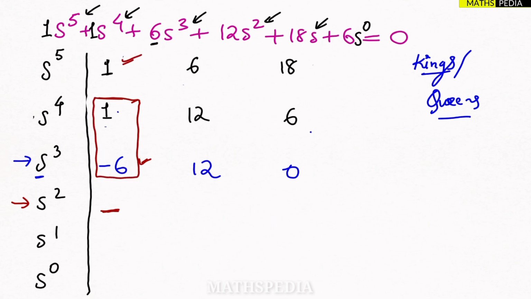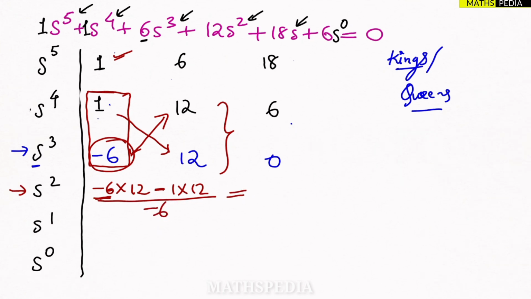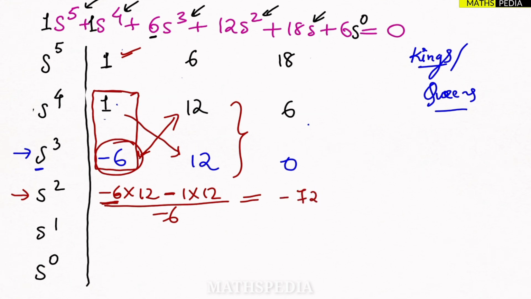Now multiplication will start again. Corresponding to these two, which ones am I having? These two elements. So bottom king into the top one, so minus 6 into 12, minus top into bottom, whole divided by, now which one? The bottom king always, minus 6. Now it has changed. Okay. So minus 6 into 12 minus 72, minus 12, divided by minus 6.